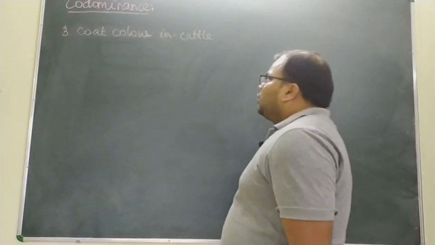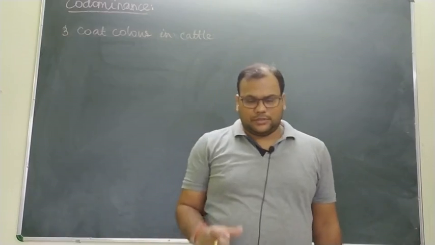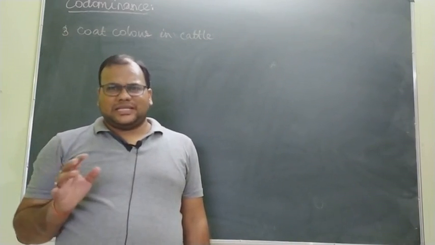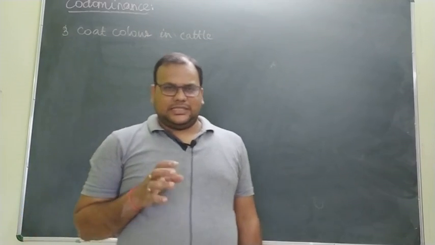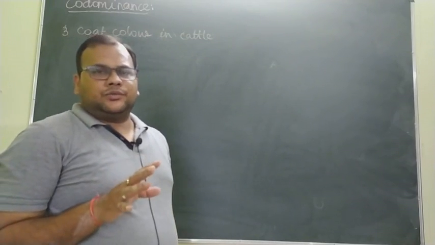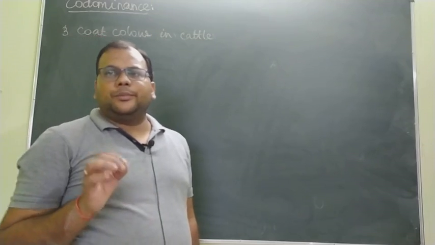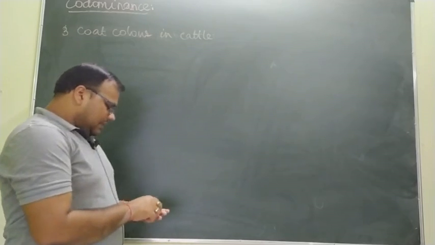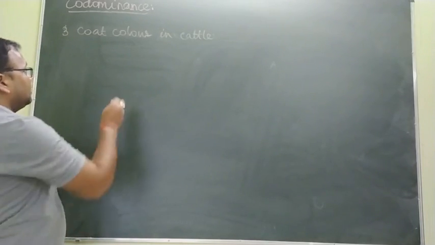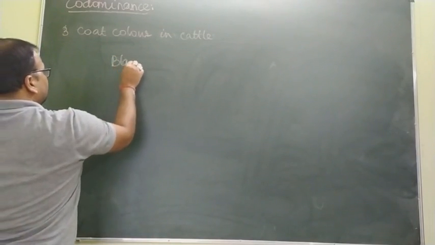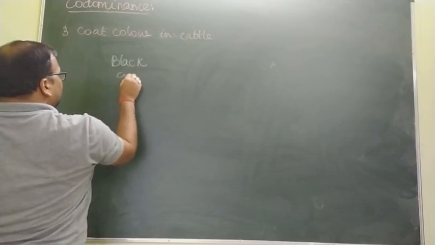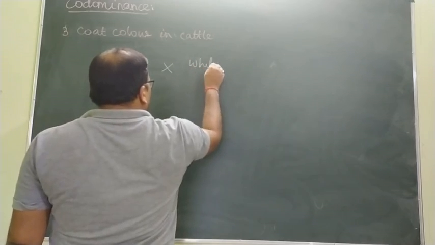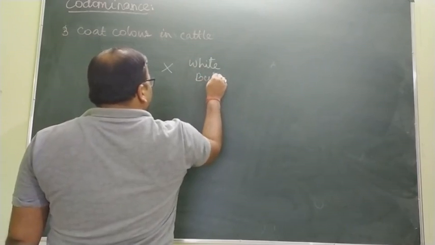नाउ द थर्ड एग्जांपल अंडर कोडोमिनेंस इज कोट कलर इन कैटल, जो कि हम काउ के अंदर देखते हैं कि इन सम काउ वी सी द व्हाइट काउ हैविंग ब्लैक पैचेज और ब्लैक काउ हैविंग व्हाइट पैचेज. दिस इज एक्चुअली ड्यू टू द co-dominance of two alleles, not genes, because color is a single character. So let us discuss it with an example. Suppose a black cow crossed with a white bull.